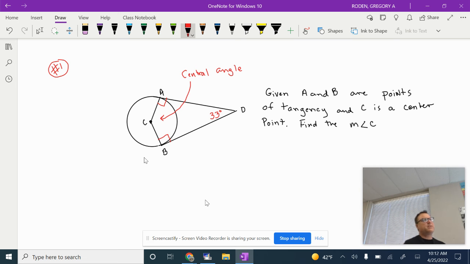Now, here's the deal. How many degrees is that central angle going to be, and why? How could we figure out that central angle right there? Sophia? Since it's a quadrilateral, you could do 360 minus 90 minus 90 minus 30. Very good. Yep. And so, what is that angle right there?